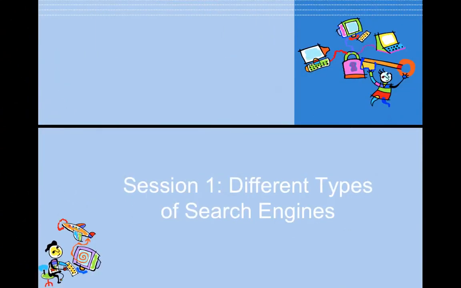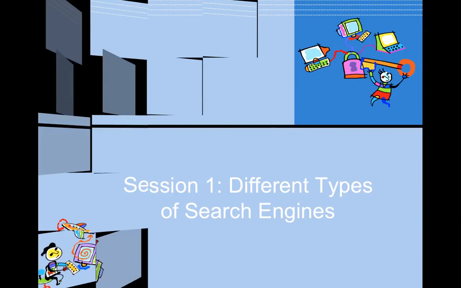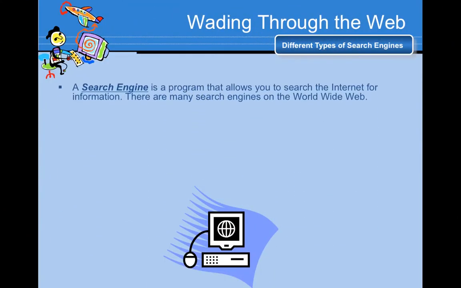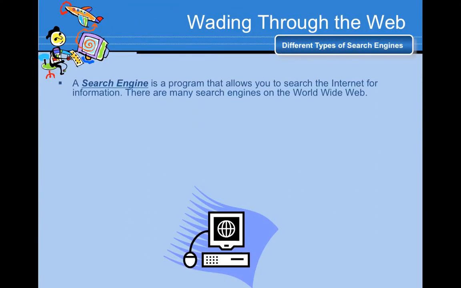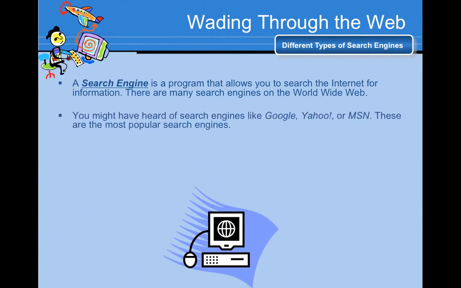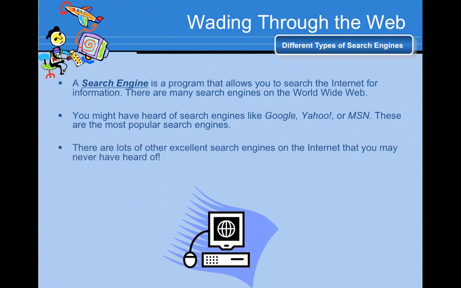So the first thing we want to do is look at the different types of search engines. A search engine is a program that allows you to search the internet for information. There are many search engines on the World Wide Web. You might have heard of search engines like Google, Yahoo, or MSN. These are the most popular search engines. There are lots of other search engines on the internet that you may have never heard of. Let's look at the different types of search engines available on the internet.